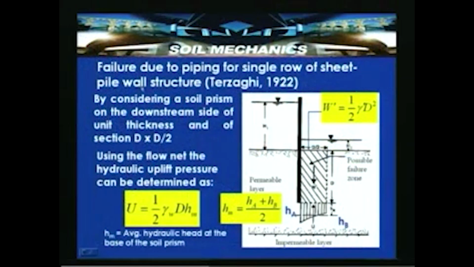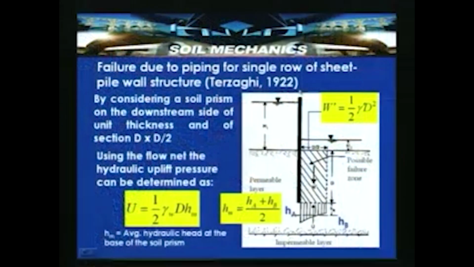So let us try to look into the failure due to piping for a single row of sheet pile wall structure. This is after Terzaghi 1922. So consider a cross section of a sheet pile wall and assume that on the downstream side a wedge of soil or a prism of soil is subjected to some uplift.